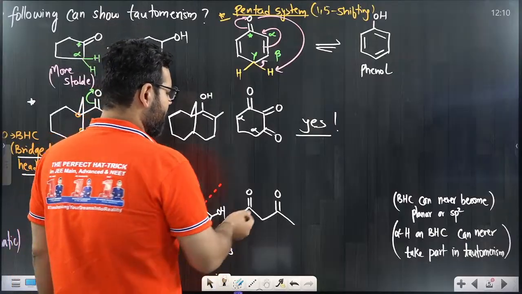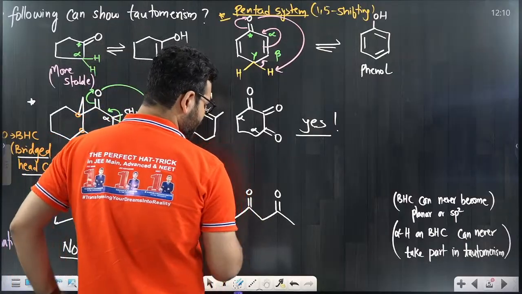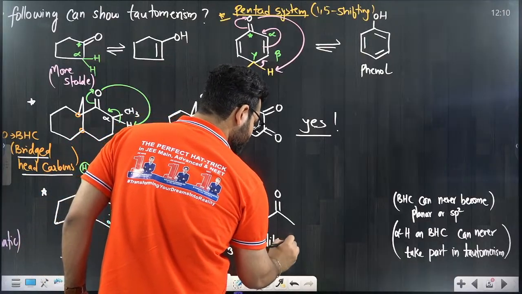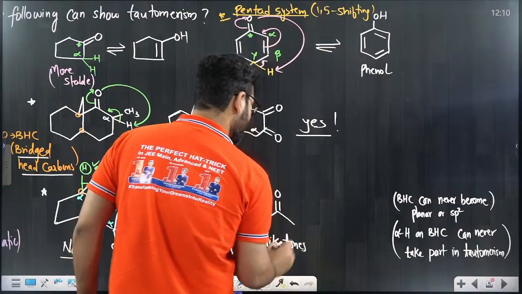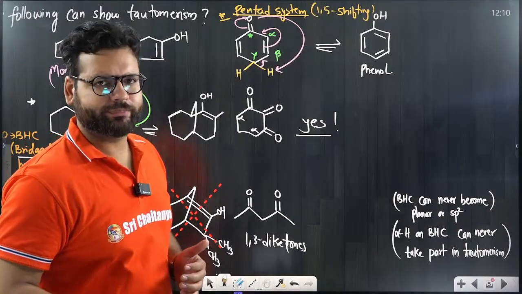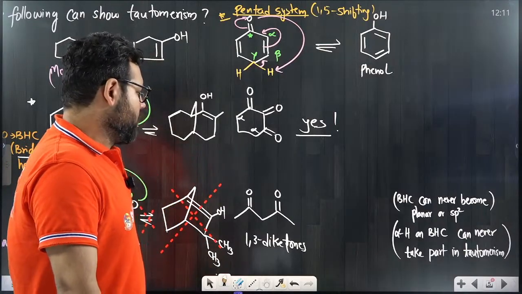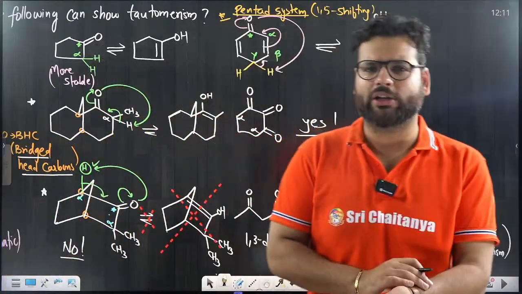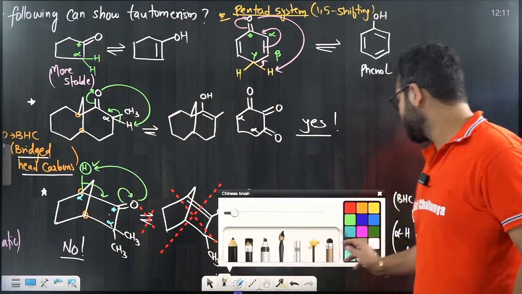Next one. This is also an important point. This is called 1,3 diketones. 1,3 diketones, we call it as a common name. They are also very important to show tautomerism. You can easily see that they will show tautomerism.